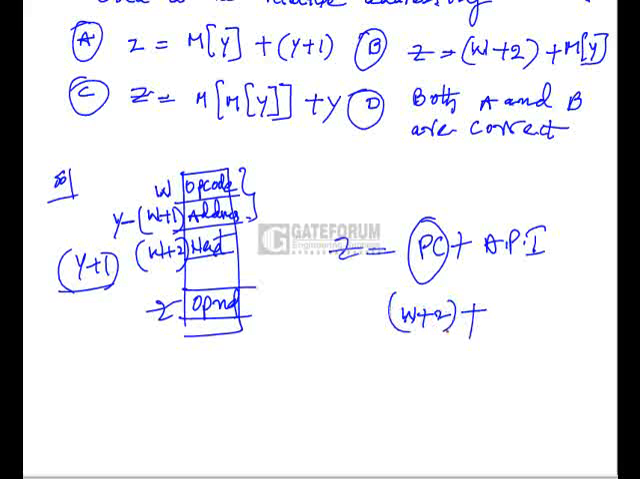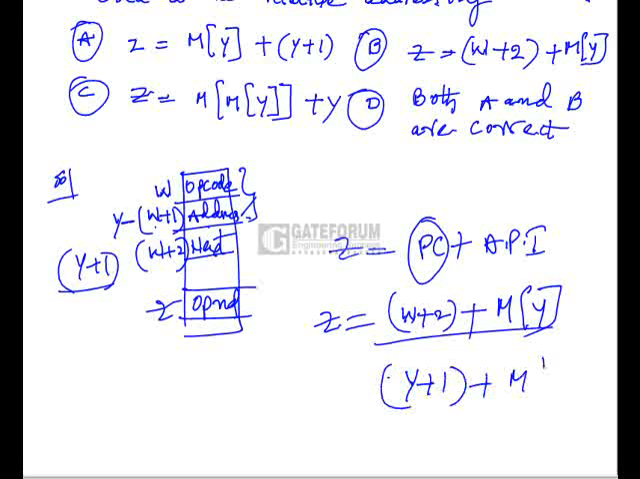Plus the address part of instruction is what? Content of memory at address Y is nothing but address part of instruction. So that is M of Y. Address part of instruction is there in the memory at address W+1, that is nothing but Y only. So now W+2 plus M of Y, Z is equal to that value. Or else in the form of Y, instead of saying W+2, we can say that it is Y+1 plus M of Y.